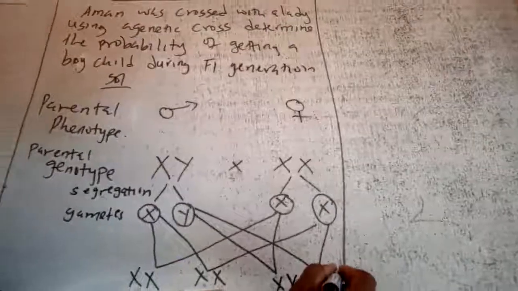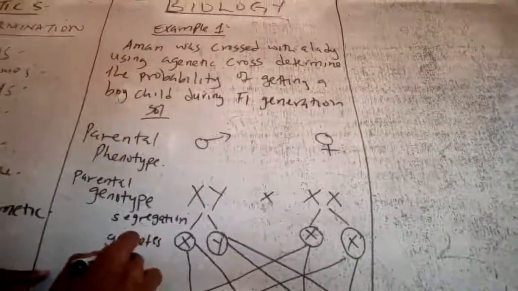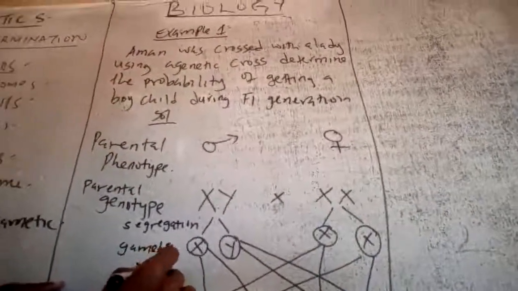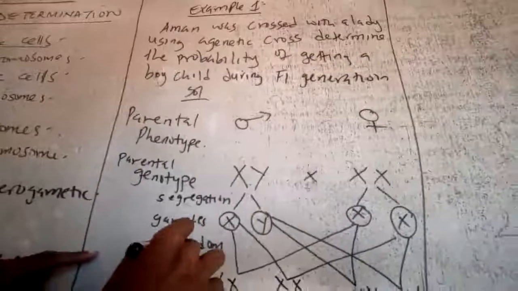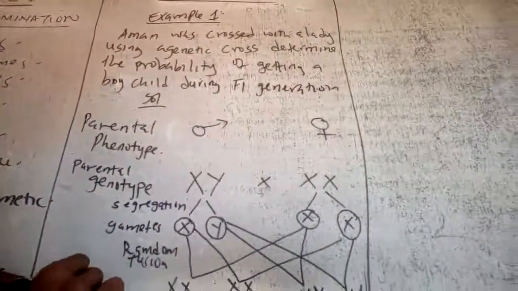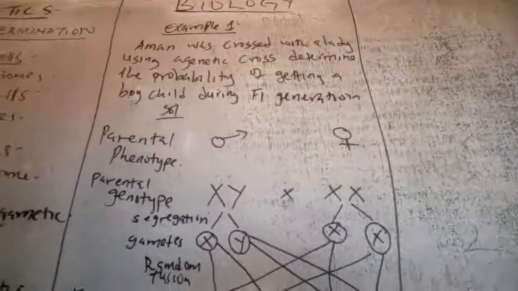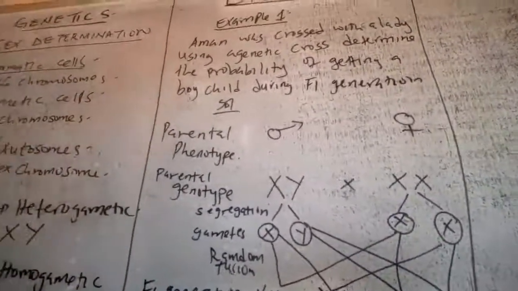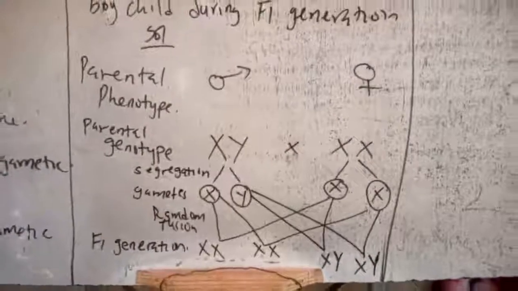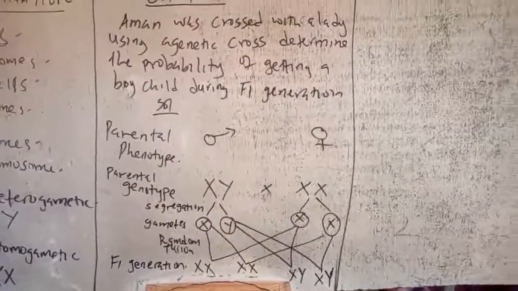Therefore you can see that as far as that genetic cross is concerned, there is random fusion here, and also here you write F1 generation. As far as that part of the question is concerned, you can see our cross is very well illustrated.